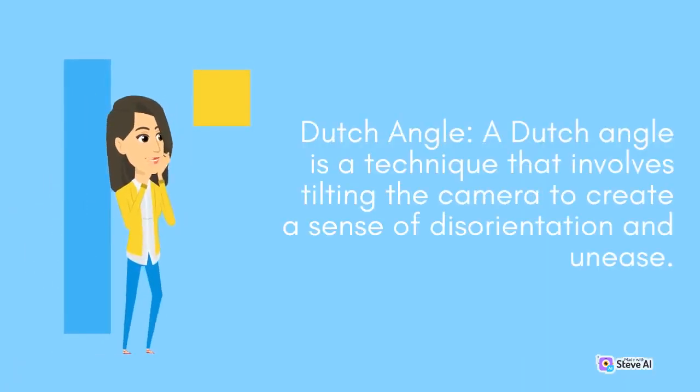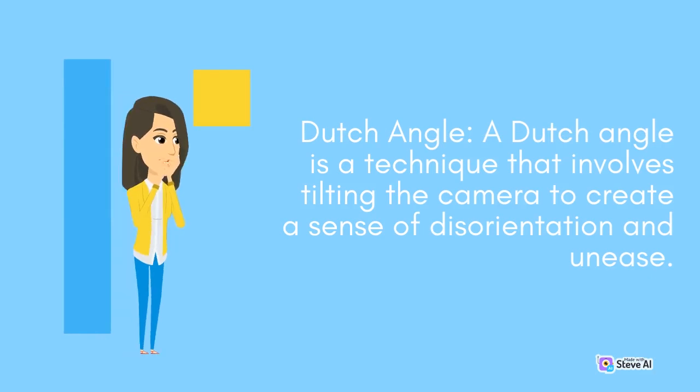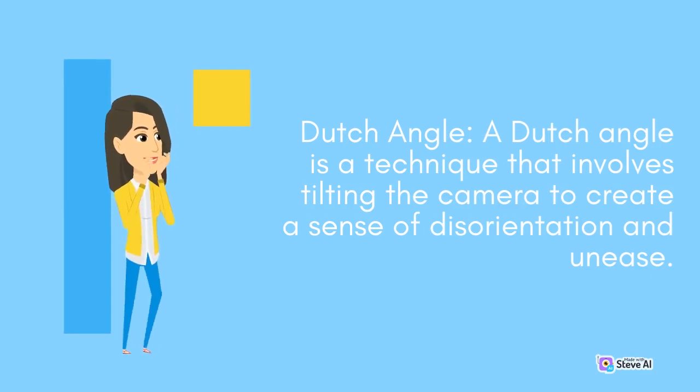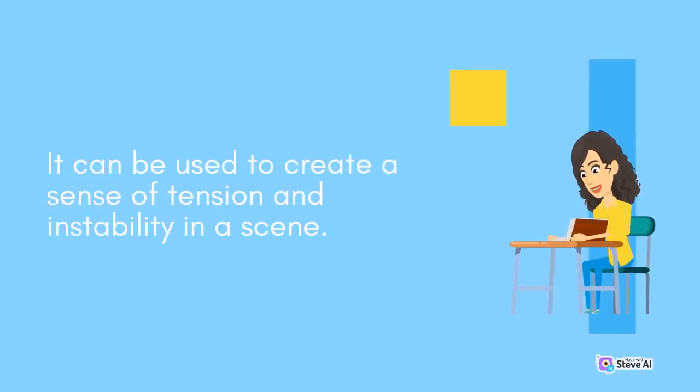Dutch angle. A Dutch angle is a technique that involves tilting the camera to create a sense of disorientation and unease. It can be used to create a sense of tension and instability in a scene.